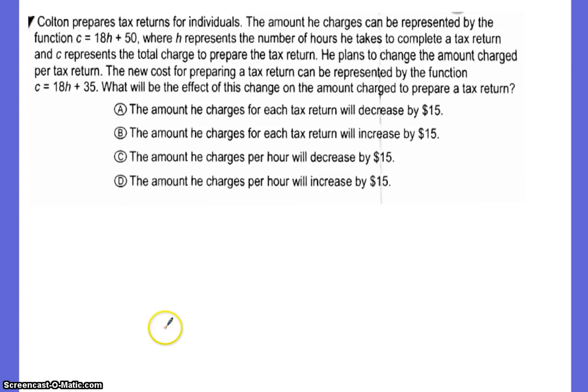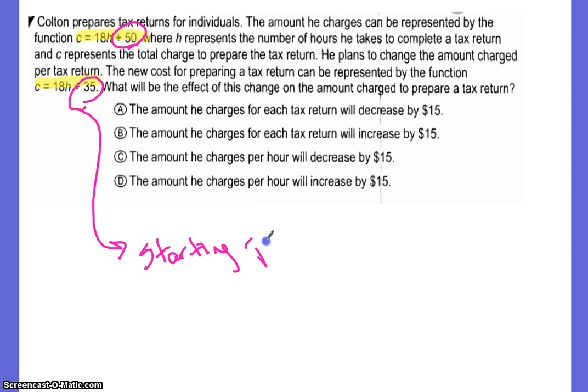Number 3, Colton prepares. Okay, this is a long paragraph. My suggestion is start, go find your equations, your math, and then go find your question. What will be the effect of this change on the amount charged? Okay, so where was your change? We went from a plus 50 to a plus 35. This is the number by itself, the constant. You've got to remember that the number by itself is what we call the starting point. Okay?